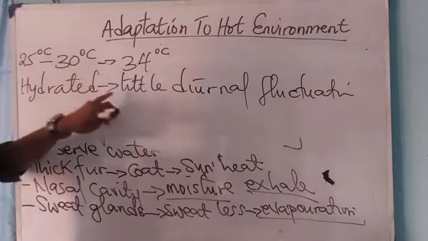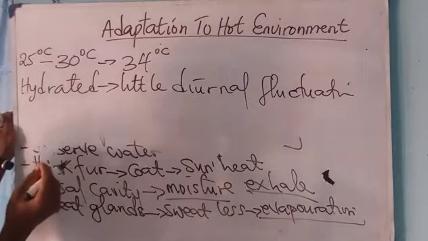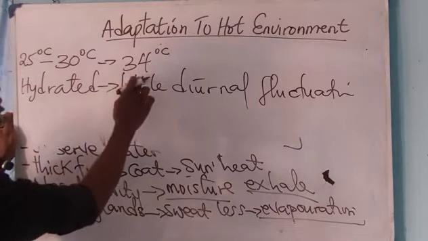that is 25 days. Then diurnal fluctuation is very minute, that is, a little quantity of heat.